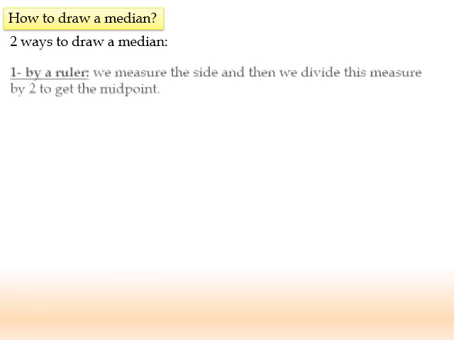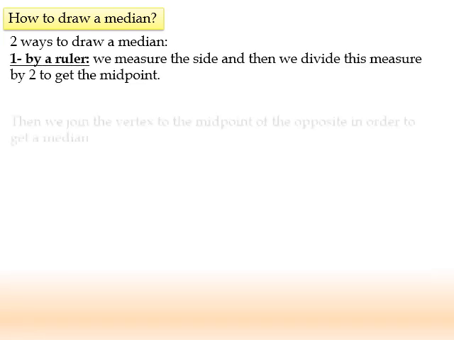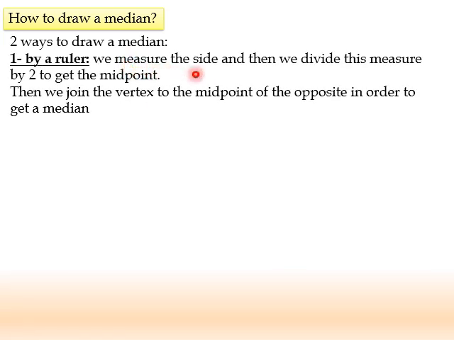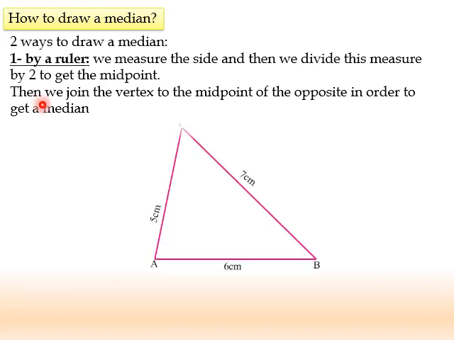How to draw a median? There are two ways to draw them, either by a ruler. We measure the side and then we divide this measure by 2 to get the midpoint. Then we join the vertex to the midpoint of the opposite side in order to get a median.